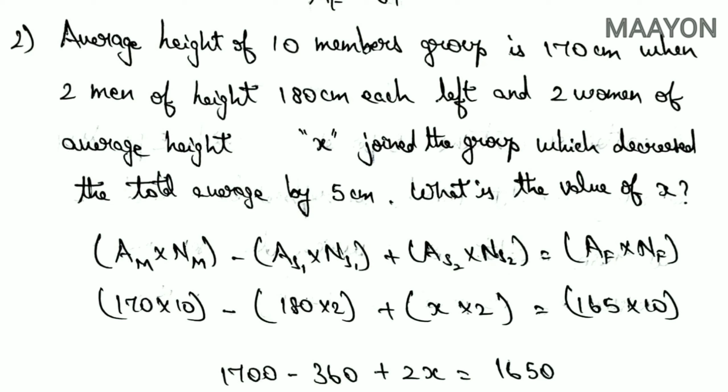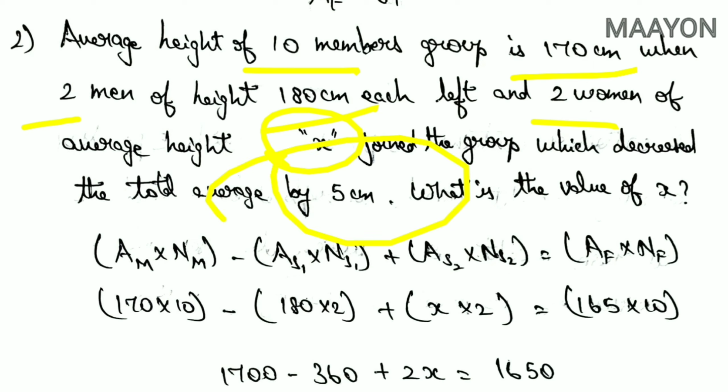Here the average height of the 10 members, that is the main group's initial average, is 170 cm. The men that have left the group are 180 cm each, and the 2 women that have joined the group are X, which we have to find. The average of the newly formed group after the replacement has decreased by 5 cm. What is the value of X?